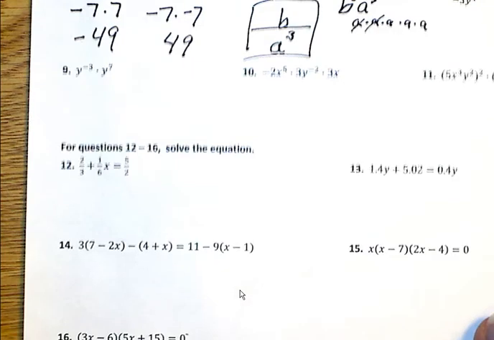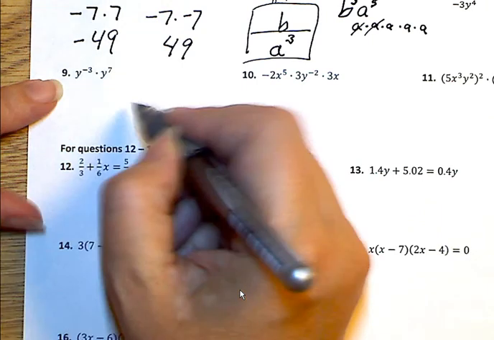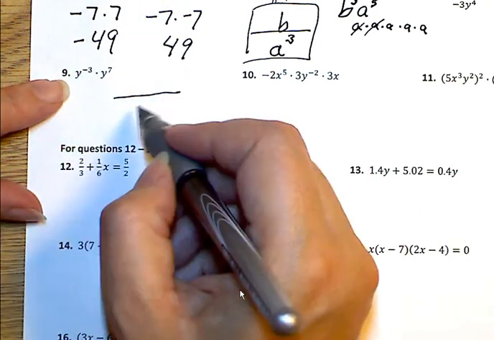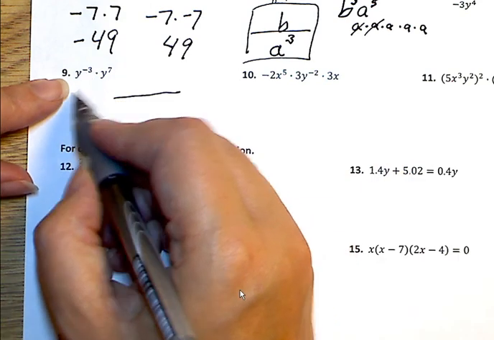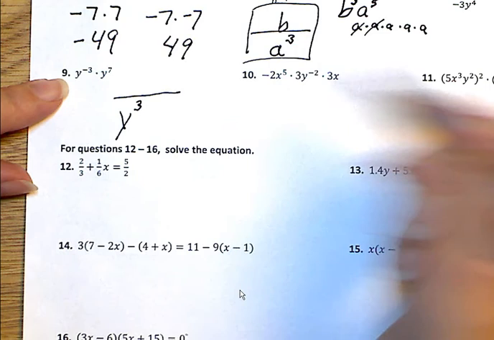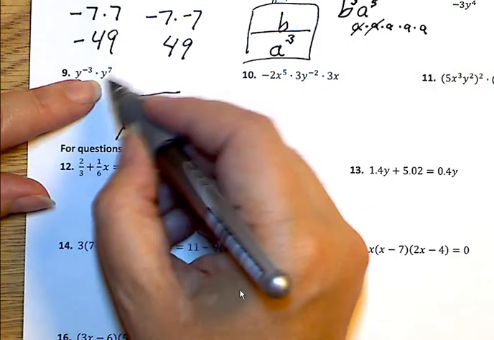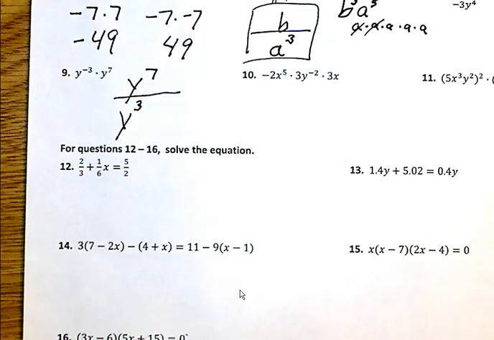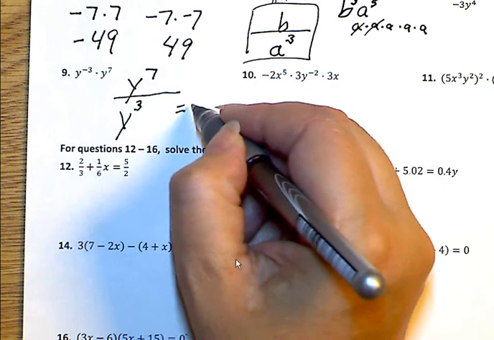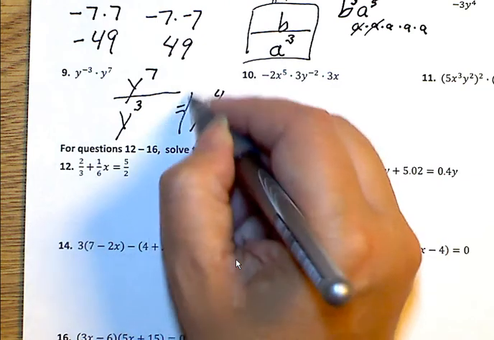All right, number 9. Y to the negative 3. First thing, draw that line. Y to the negative 3. That negative tells me to put it to the bottom. Y to the 3. Then you have y to the 7th. Y to the 7th is going to stay on the top. So I have 7 on the top, 3 on the bottom. How many do I have left? 4, and that will stay on the top because that's the highest exponent.